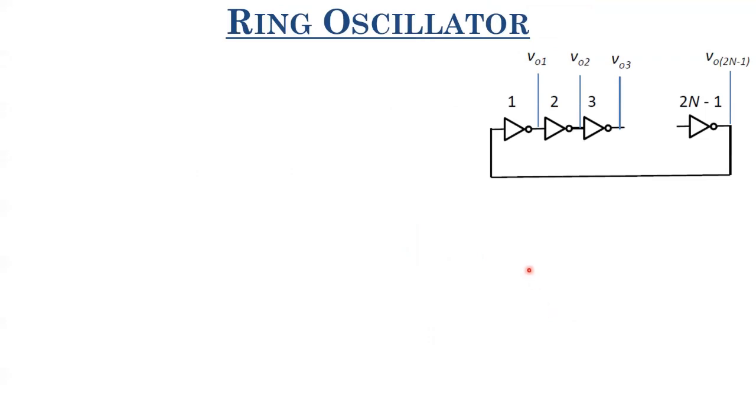It consists of an odd number of inverters arranged in a circular shape. So as to ensure that the total number of inverters is odd, I have just mentioned it as 2n minus 1. 2n plus 1 would also have worked, but 2n minus 1 is also an odd number. So here we have 2n minus 1 inverters cascaded in series, and then it is fed back to the first.